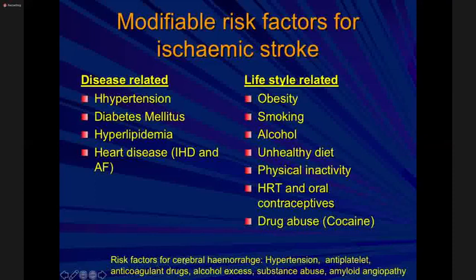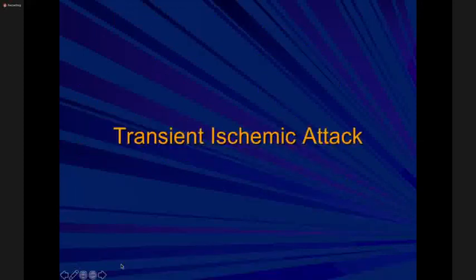Risk factors for cerebral hemorrhage are, first, second, third, I told you: high blood pressure, antiplatelet and anticoagulant drugs, alcohol, substance abuse, amyloid angiopathy. These are mainly for hemorrhages. So it's important that you recognize risk factors.